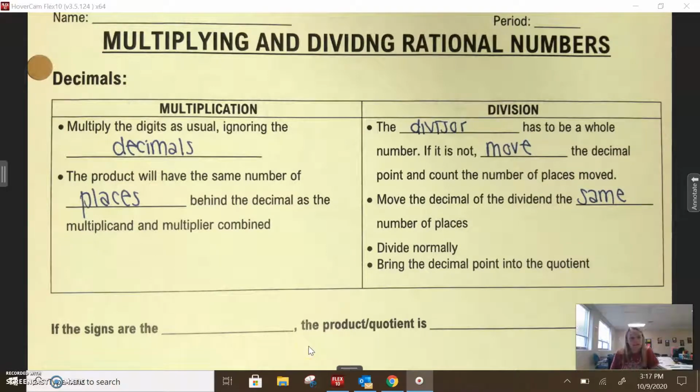Everyone, welcome back. Today we're going to be looking at how to multiply and divide with rational numbers. So we're just going to start off by first looking at decimals here.